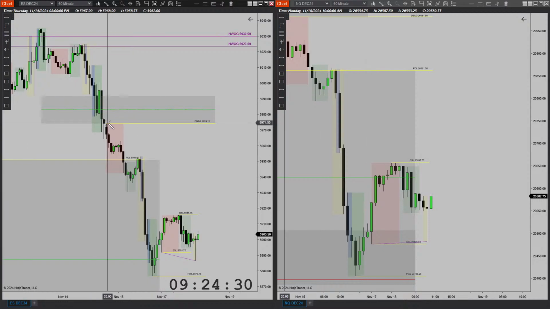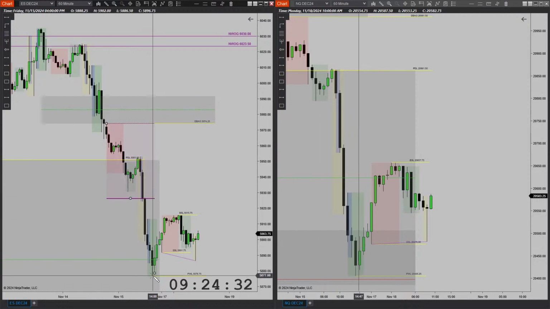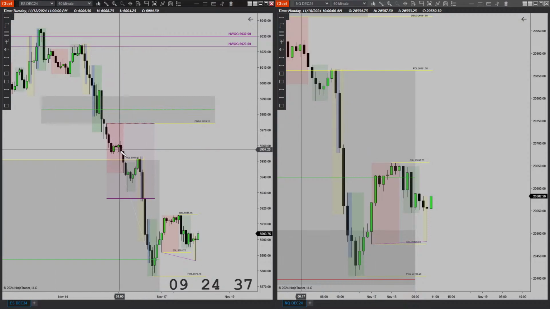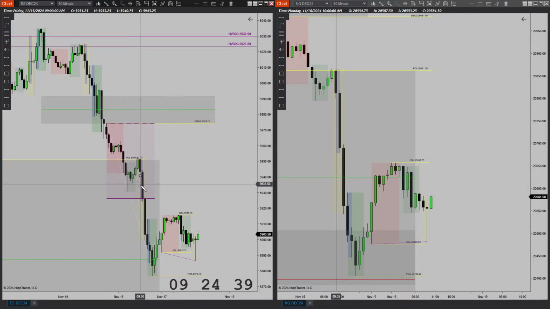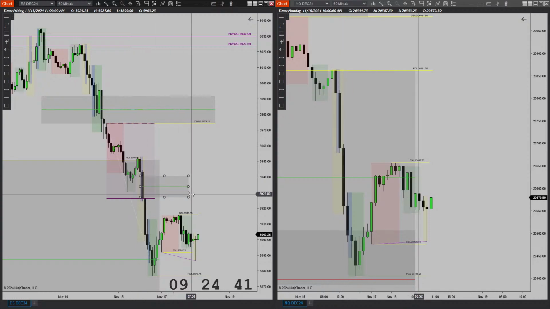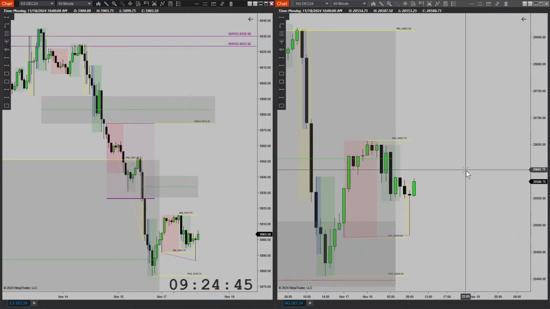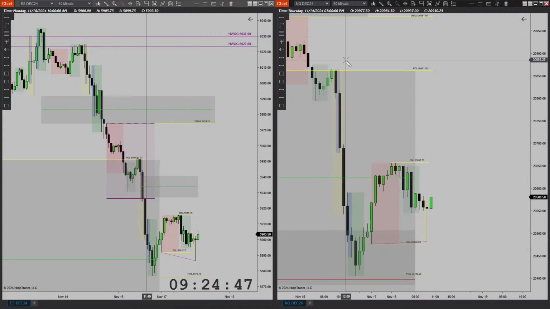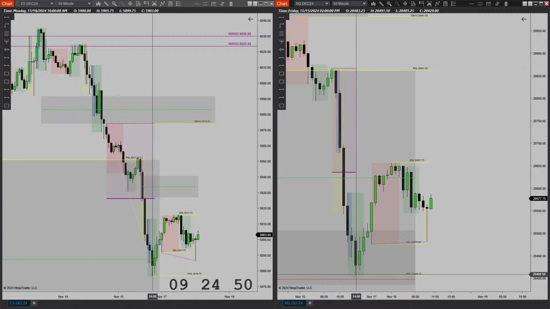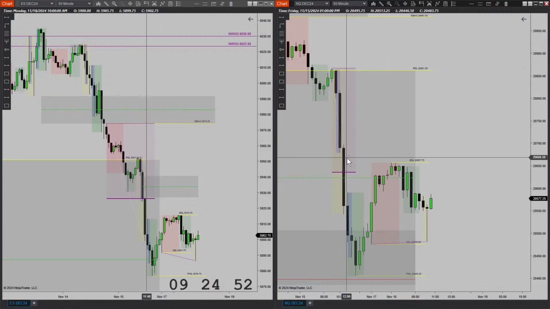I do not want price to come back up to this area. Instead, what I want to see is price only come up to 50% of the range, which is right here, which would be this gap here. We did trade into 50% of the range here.